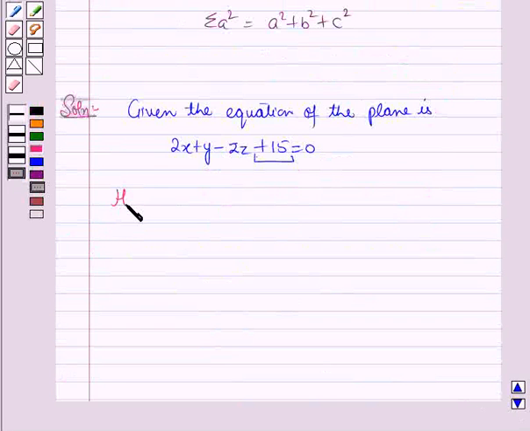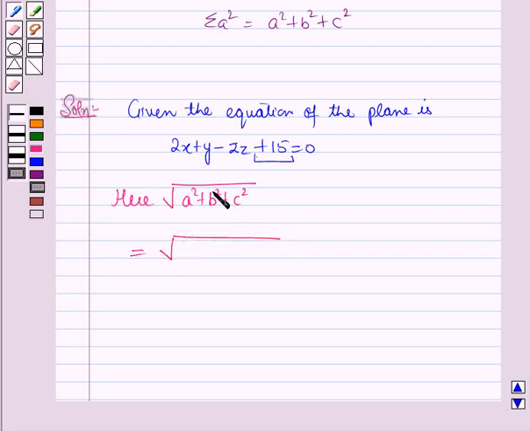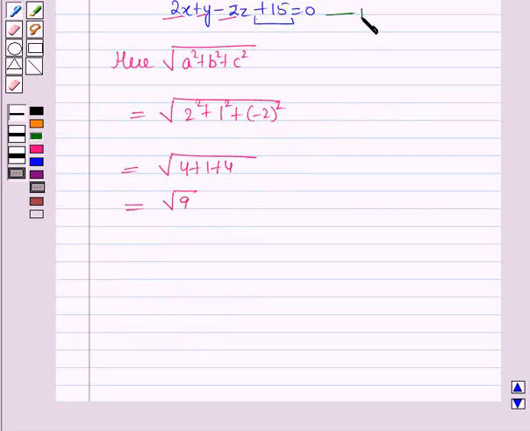Now here the square root of a squared plus b squared plus c squared is equal to the square root of, now a here is 2, b is 1 and c is −2. So it will be equal to the square root of 2 squared plus 1 squared plus (−2) squared, which is equal to the square root of 4 plus 1 plus 4, which is equal to root 9. Now let this be equation number 1.